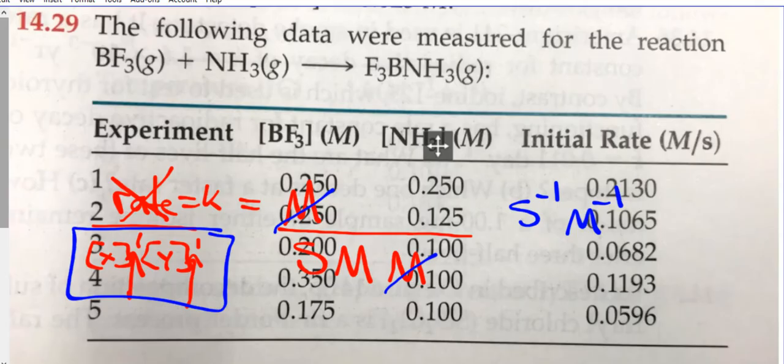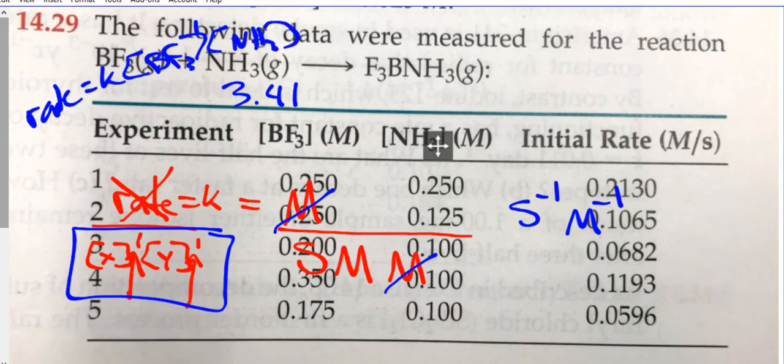Hi guys. You have an answer now. I forgot to restart that. It was 3.41. Our rate law was rate equals K, BF3 to the first, and NH3 to the first. Okay.